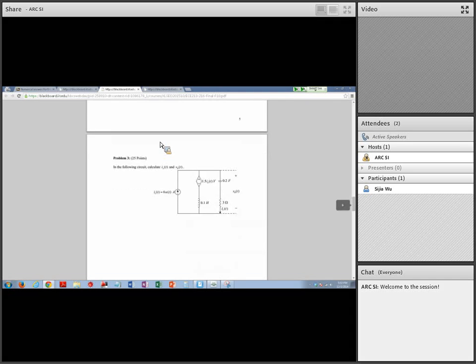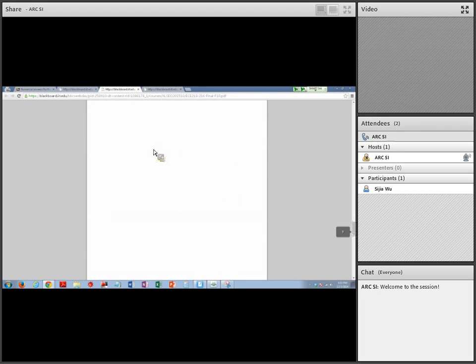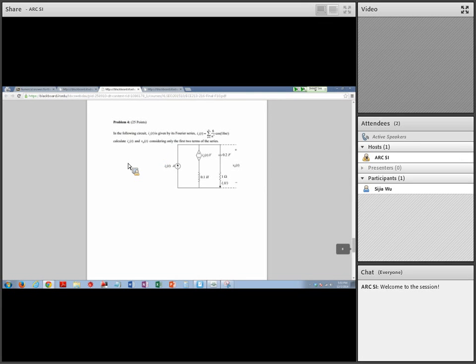Let's see a Fourier series question other than the one that the professor solved in class. That was a Fourier series one. Oh, this could be, yeah. So it's considering only the first 2 terms of the series. Wait, did he do this one in class? He did this one in class.